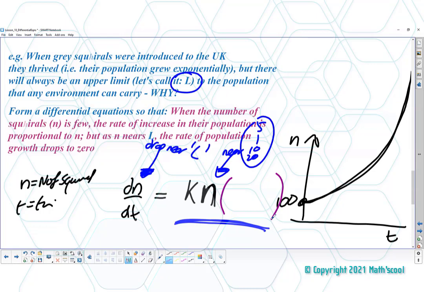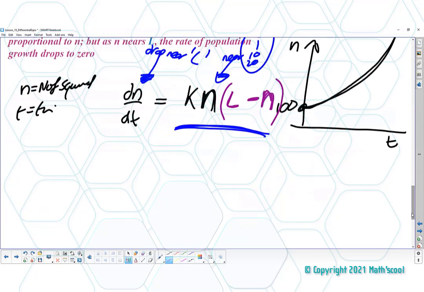Let's multiply it by... what about multiplying it by L minus n? Well, that works a bit better, because when n is 0, L minus n would just be L. When n is 0, 1, 2, 3, it would be approximately L.